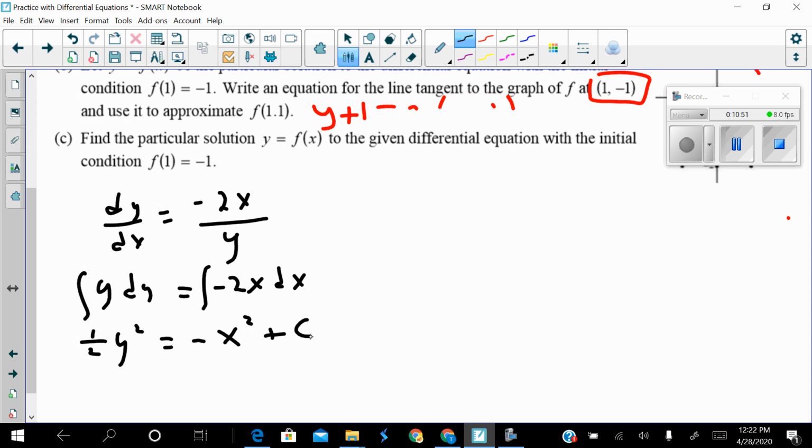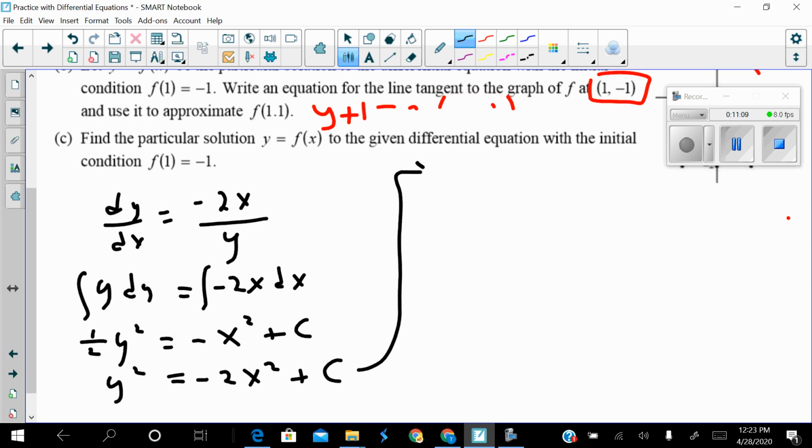I think I'm going to multiply each side by 2. So y squared equals negative 2x squared. Now 2 times that c is just some other random constant. Until I find it, I can just keep calling it c, even if it turns out to be another number. Okay, now let's figure out what c is.